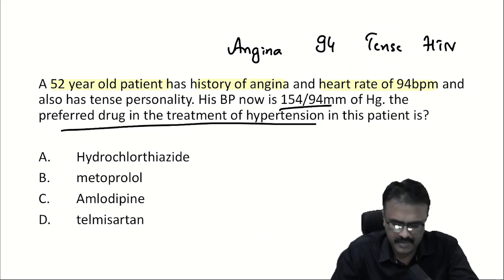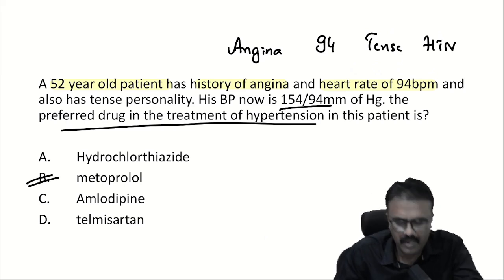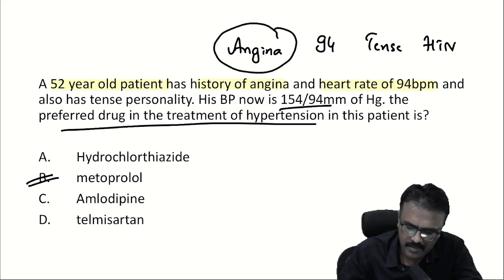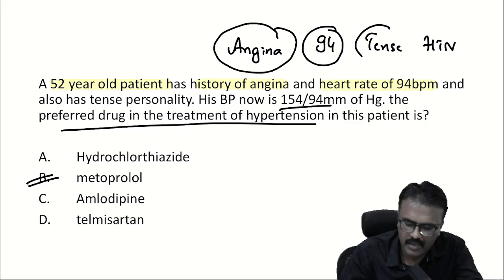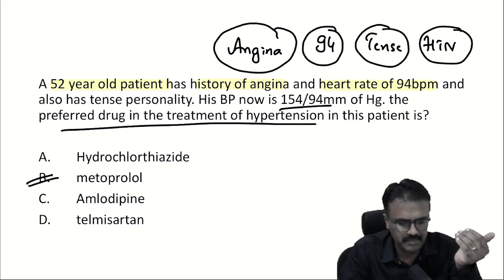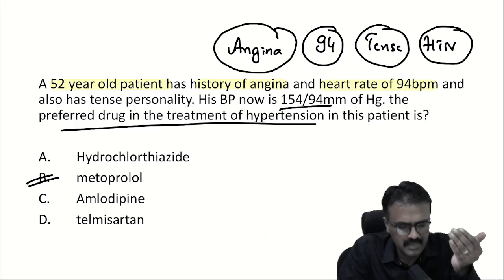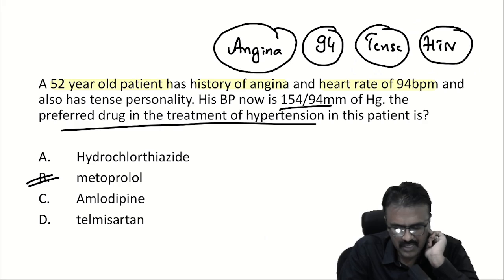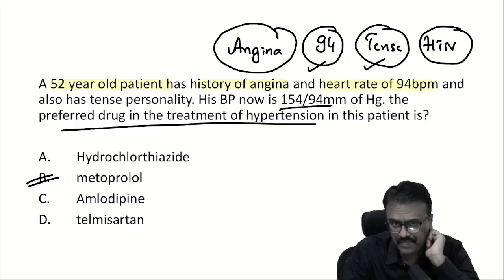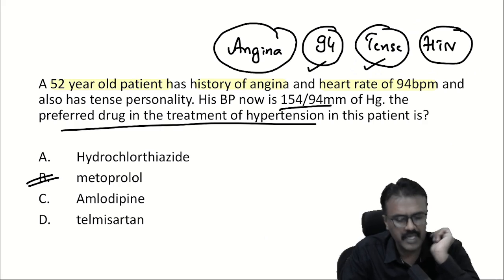Come on, guess. The answer is beta blocker. Why, sir? Because beta blockers can treat angina. They can decrease the heart rate. They can treat the tense personality, that is performance anxiety. They can also treat hypertension. So metoprolol is the answer. I don't know why you people are choosing CCB. CCBs will not take care of the tense personality or the increase in heart rate much. So that is why it is beta blocker.